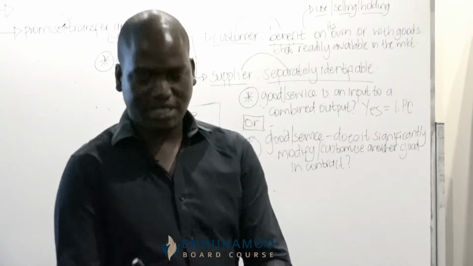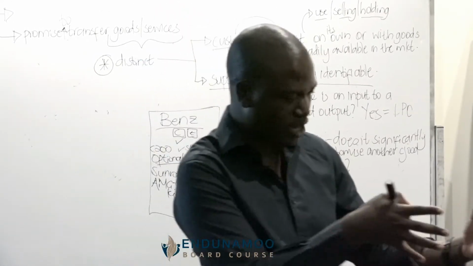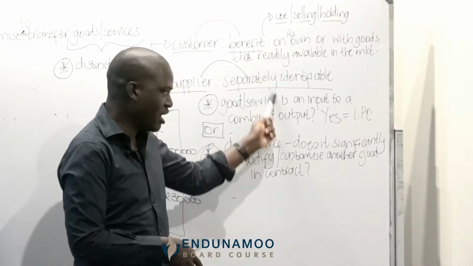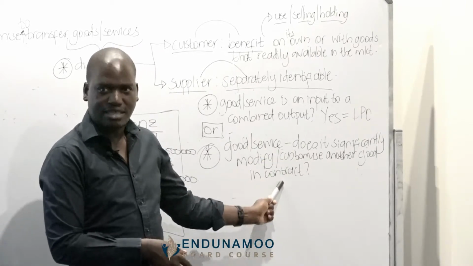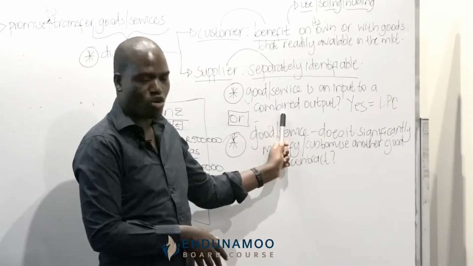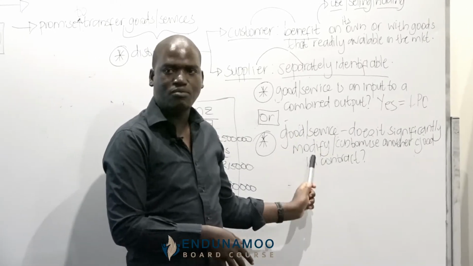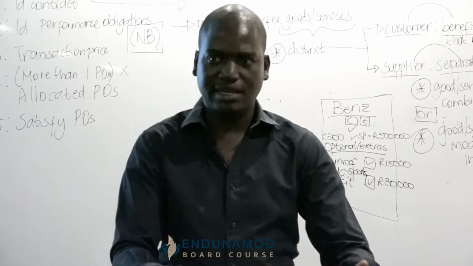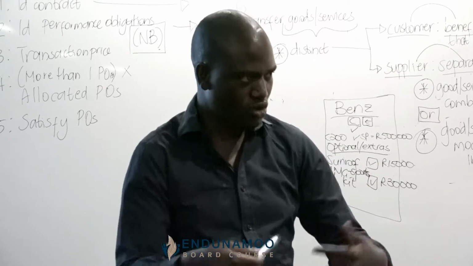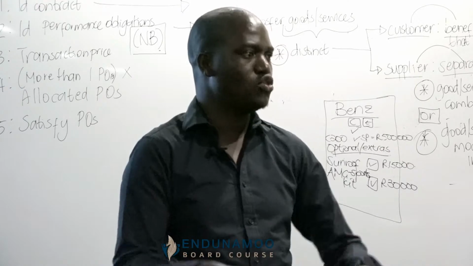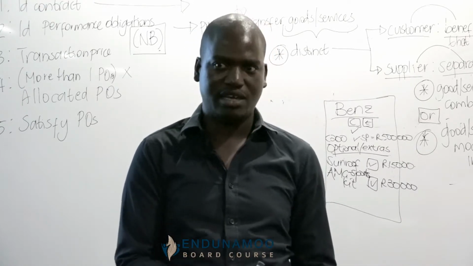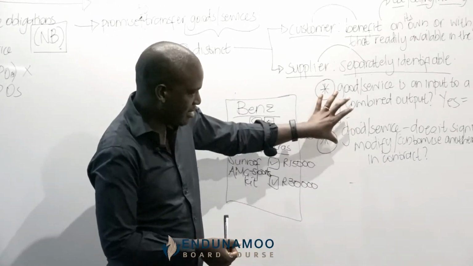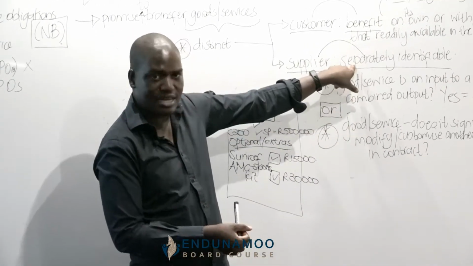So if you say that it is possible for someone to come and get an AMG Sports Kit at a later point, that is not part of these requirements. These requirements are saying, is it an input or a combined output? Does it significantly modify another good in the contract? So you need to say, yes, it is an input. No, it is not an input. No, it does not significantly modify. Do you see how you answer this? Are we clear in terms of how you answer separate identifiability?